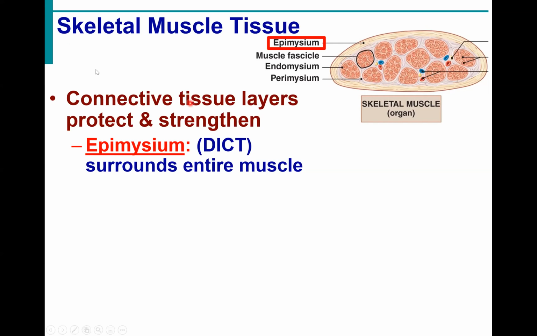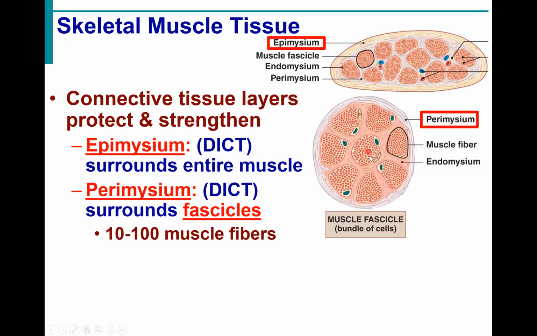So what they've done next is they've taken that one fascicle and pulled it out. Notice here, we see that fascicle has a dense, irregular connective tissue that holds all of the muscle cells in place. So here we have 1, 2, 3, 4, 5, 6, 7, 8 muscle cells all bundled together into one bundle. That bundle is called a fascicle, and it is formed by the dense, irregular connective tissue that we call the perimysium based on its location.